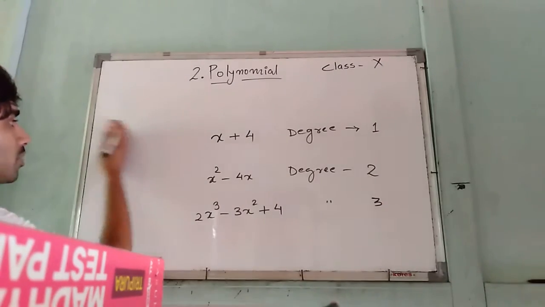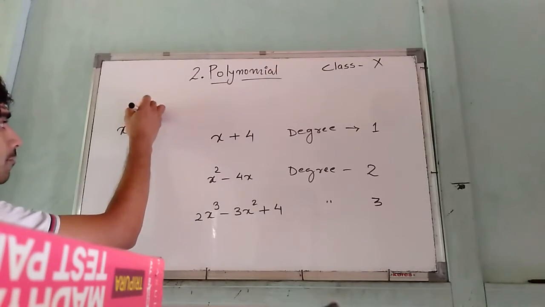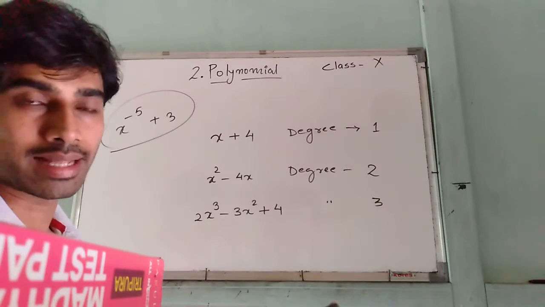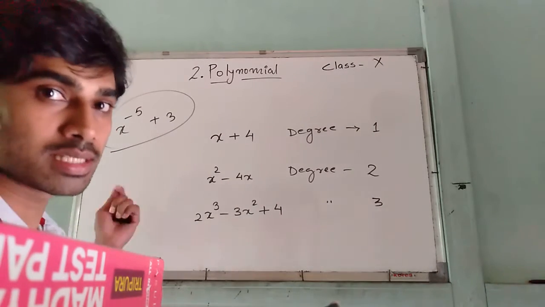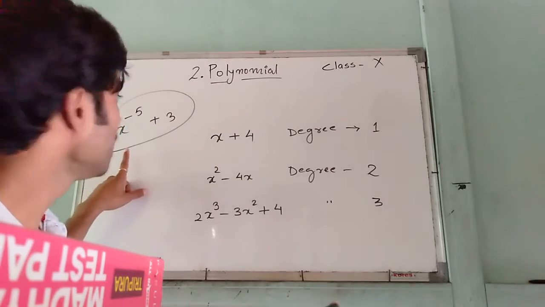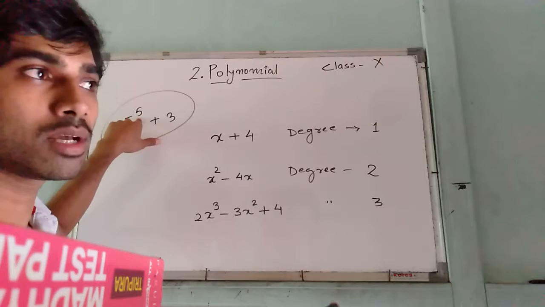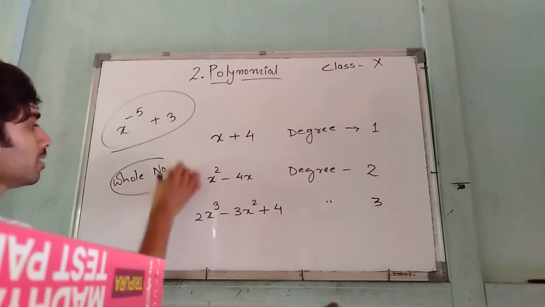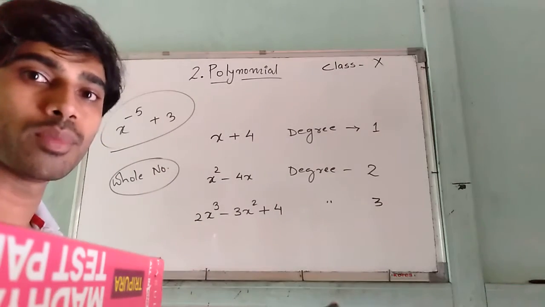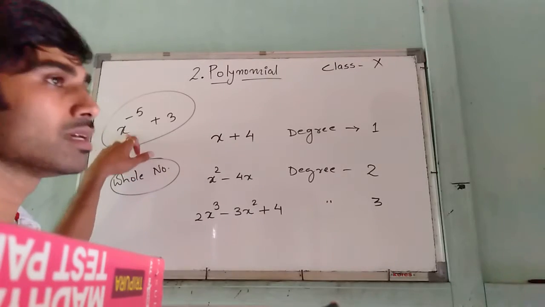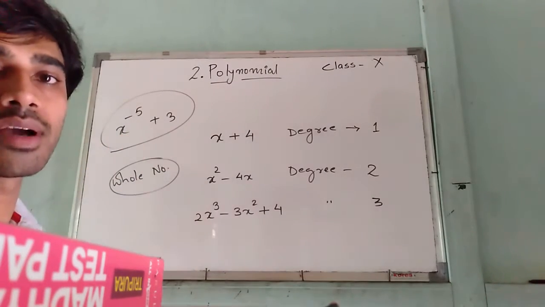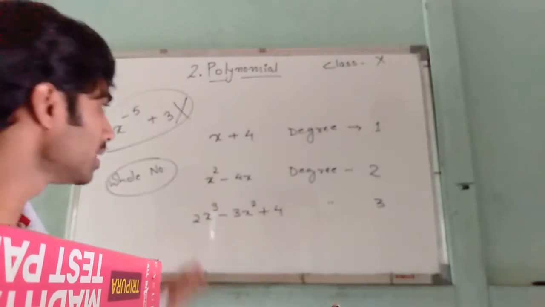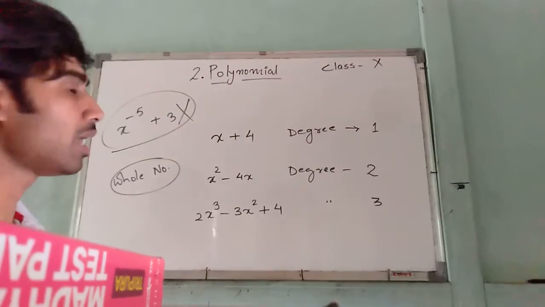And let's take one more example. Suppose I write x to the power minus 5 plus 3. Whether it is a polynomial? Then the answer will be no, it is not a polynomial, since the power of the variable is not a whole number. Always keep in mind, the power of the variable should be a whole number for being a polynomial. In this case the power of x is minus 5 and minus 5 is not a whole number, so it is not a polynomial. So these things were there in class 9 also, so I hope you all have understood.